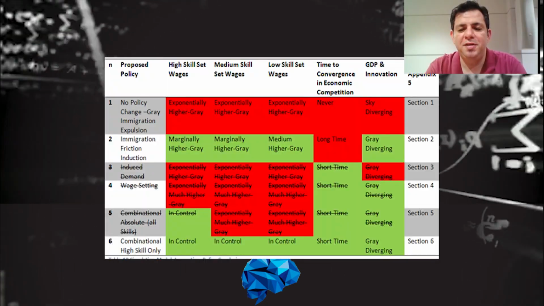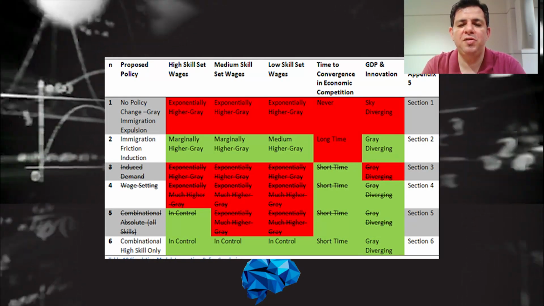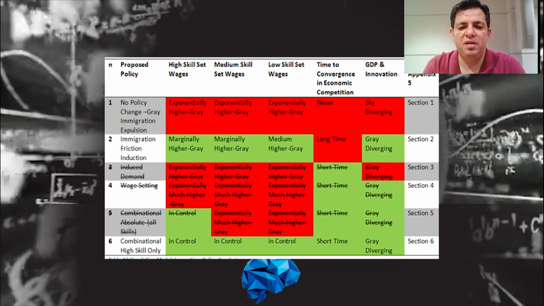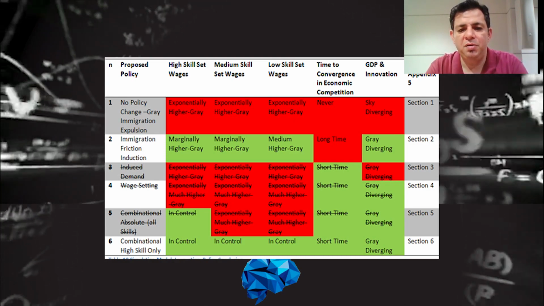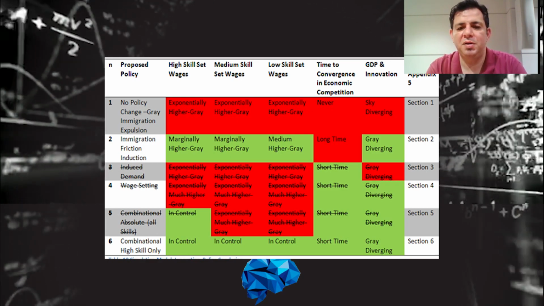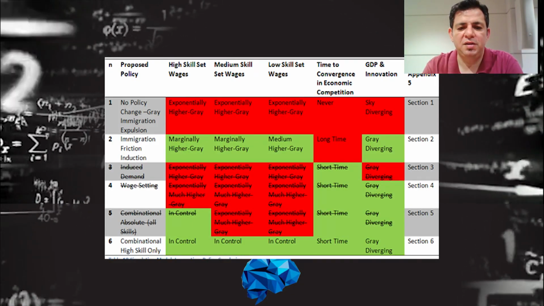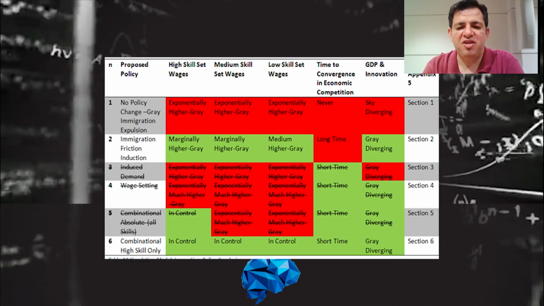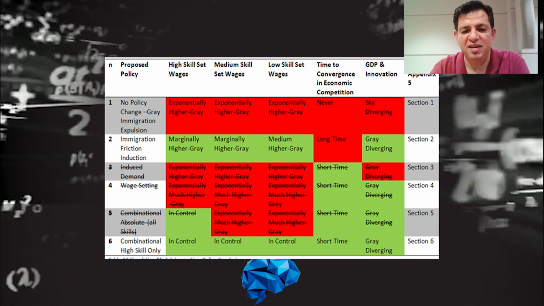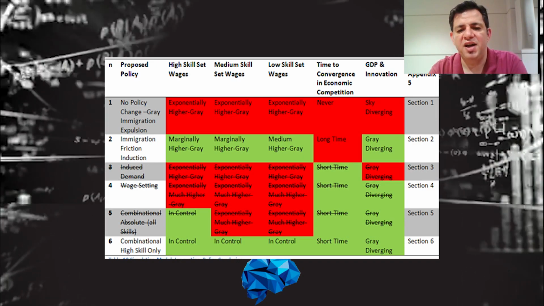The table you see in front of you is a summary of the policies that were utilized in our simulation model. Six different approaches were considered. One with no policy, second with immigration friction induced, making it harder for a skilled worker to immigrate from one country to another. The third, inducing, for example, demand. The fourth, wage setting policy. The fifth, a combinational policy for all different skill sets. And the last one was a combinational policy concentrating only on high-skilled labor.